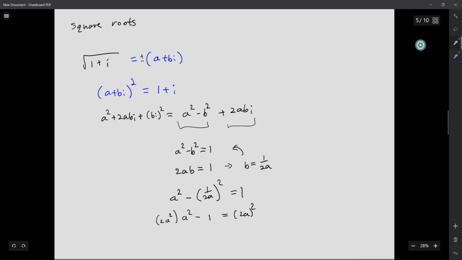And I wrote it wrong over here, so let's fix that. It's (2a) quantity squared times a squared minus what I had here times (2a) quantity squared would cancel and give me a 1. And then I've got (2a) quantity squared over here. So it looks like I've got 4a to the 4th minus 1 equals 4a squared. And we want to solve this. So let's bring it up here. 4a to the 4th minus 4a squared minus 1 equals 0.